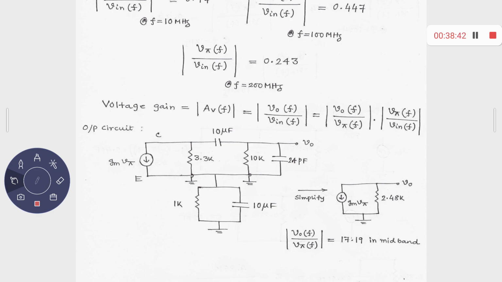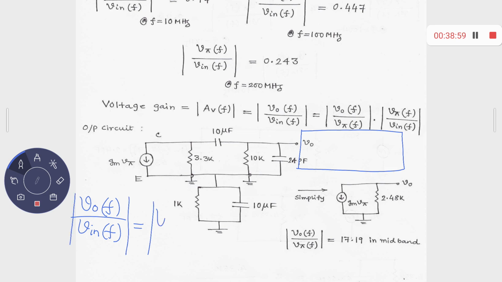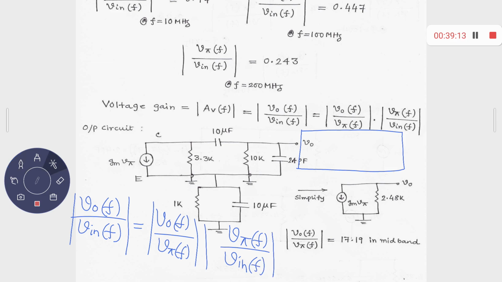But remember that V naught by V pi is always constant, 17.19. So 17.19 multiplied with this. So we are interested in finding out V naught F by V in, this output by input mod. So this is basically mod of V naught by V pi multiplied with V pi by V in. As of now, we have emphasized our analysis on this V pi by V in. V naught by V pi is always constant, 17.19, multiplied with V pi by V in.